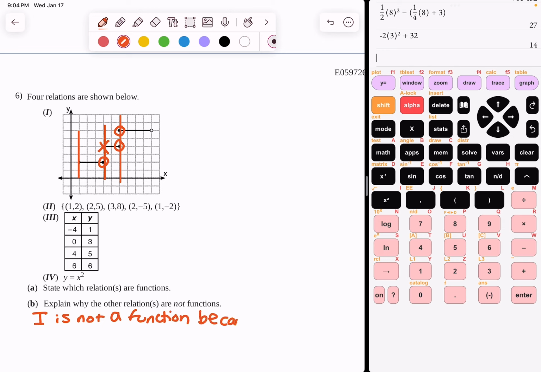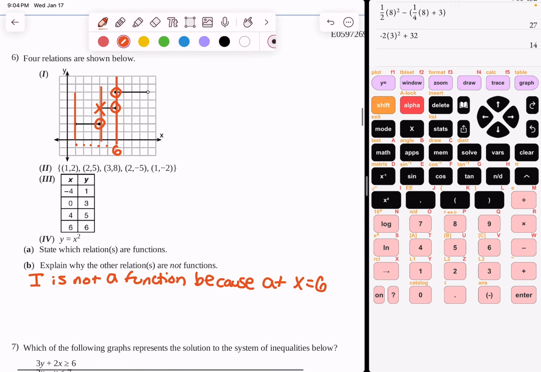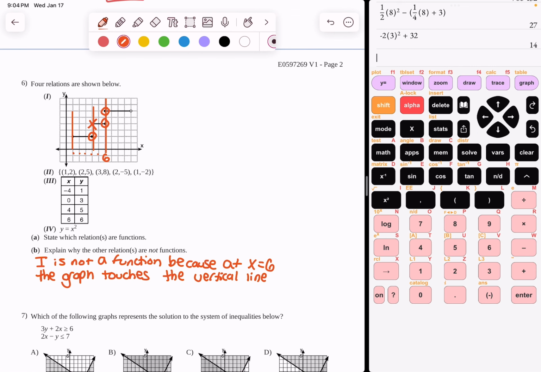because at x equals, what number is this? This is 1, 2, 3, 4, 5, 6. At x equals 6, the graph touches the vertical line twice. Good. And now let's look at the second one.